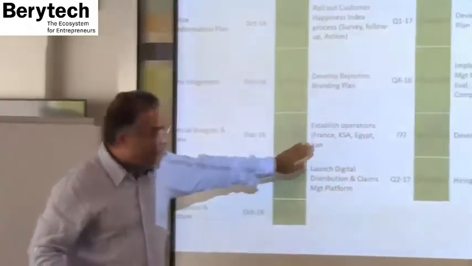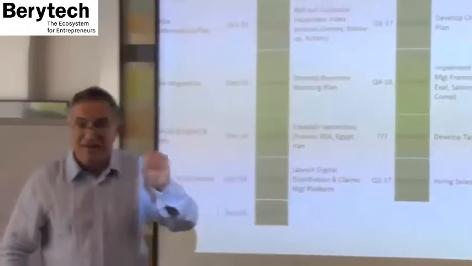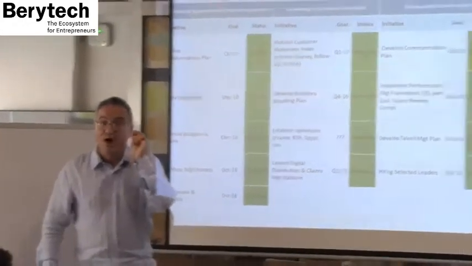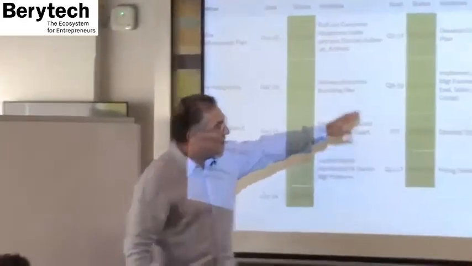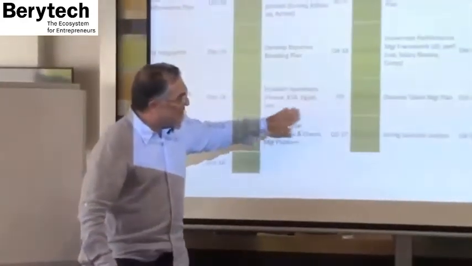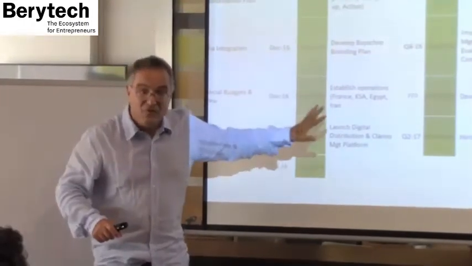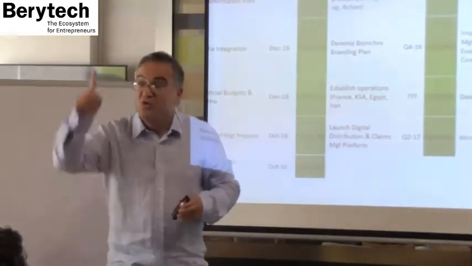Establish operations in France, Egypt, etc. Go into others. Each one is an investment. This investment would require money, would require people, would require resources, and we have a certain expectation in terms of dates, also in terms of ownership. This is a balanced scorecard. This balanced scorecard helps evaluate, and you could be only yourself.